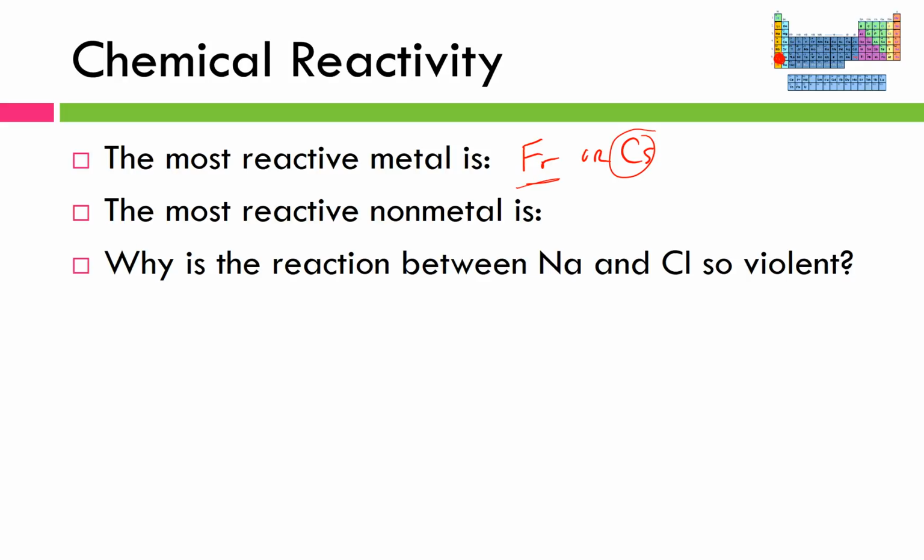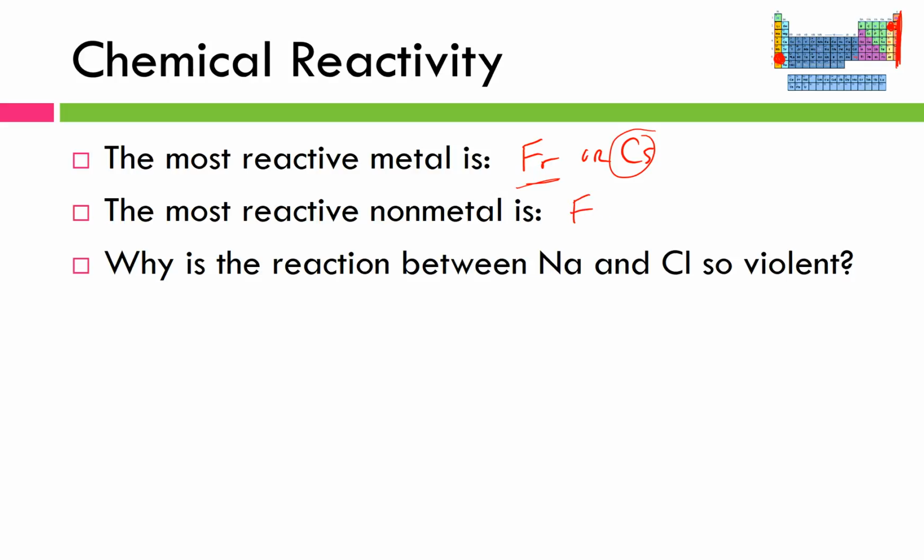The most reactive nonmetal. Well, let's throw out the group 18 elements, our noble gases, right away. We know they don't react with much of anything. Metals and nonmetals have opposite tendencies and behaviors, so you probably want to pick something as far away from cesium as you possibly can. It's going to leave you with fluorine. Fluorine is our most reactive nonmetal.